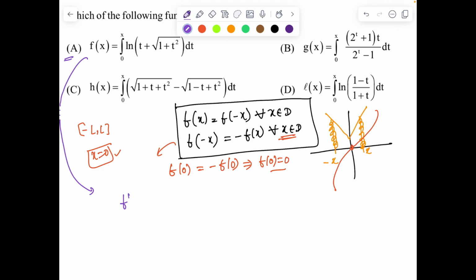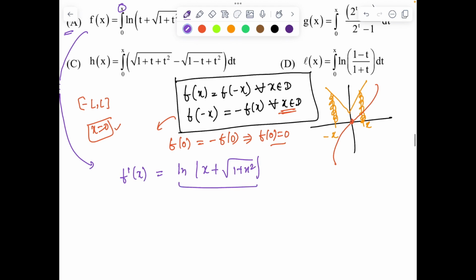So if I differentiate the first option, f dash x, that's the usual trick whenever you have a variable limit of integration, we'll get ln of x plus root over 1 plus x square times the derivative of x, which is 1. So this is by the Leibniz rule. Now I can check whether this function is even or odd. So if I replace x with minus x, it's ln of minus x plus root over 1 plus x square, and clearly all this should be in the domain.